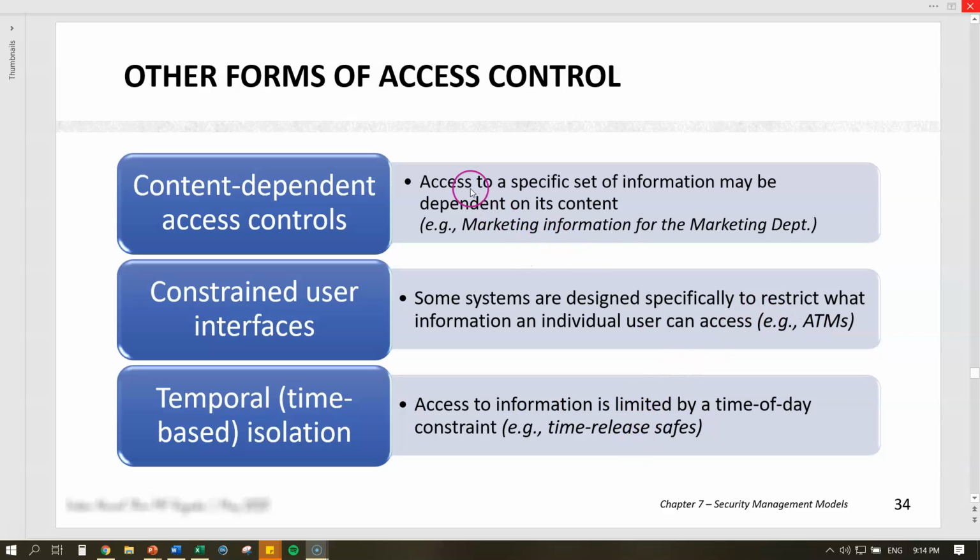Other form of access control is content-dependent access control. Yang ini fokus on access to a specific set of information. It can be dependent on its content. Contoh marketing information khas untuk marketing department sahaja.